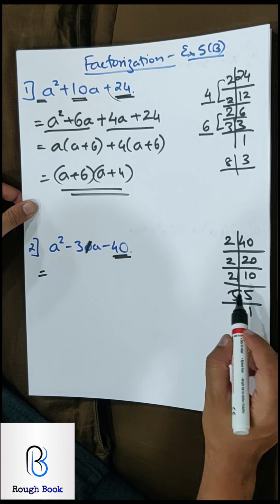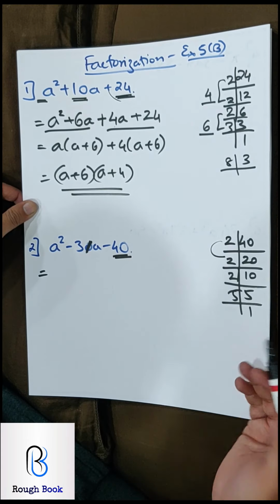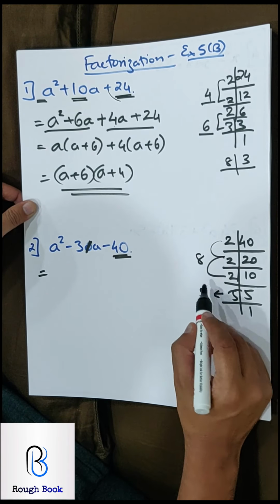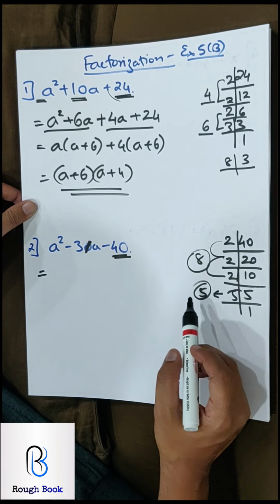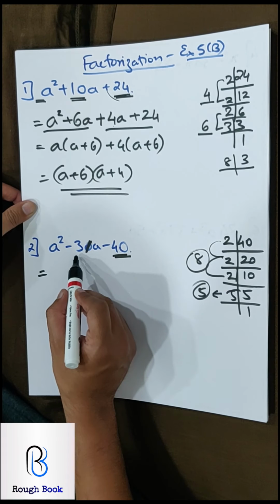So these are my factors. Now pairs. 2 2s are 4 and 10. 10 and 4 is not going to give me 3. So I take it forward. 2 2s are 4, 2 4s are 8. And this 5. So 8 and 5, if I add them, gives me 13. But I need 3. So if I subtract them, it gives me 3.